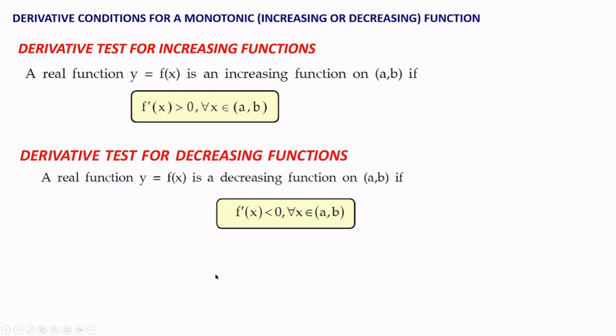Now let us move on with derivative conditions for a monotonic function. So we have a derivative test for finding whether a function is increasing or decreasing. A real function y equal to f of x is an increasing function on open interval a comma b if f dash of x greater than 0 for all x belongs to open interval a comma b, and a real function y equal to f of x is a decreasing function on open interval a comma b if f dash of x is less than 0 for all x belongs to a comma b. So if this condition is satisfied, then we say f of x is an increasing function, and if f dash of x is less than 0 for all x belonging to the open interval a comma b, then we say f of x is a decreasing function.